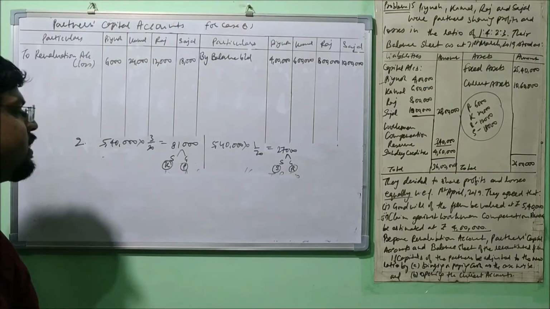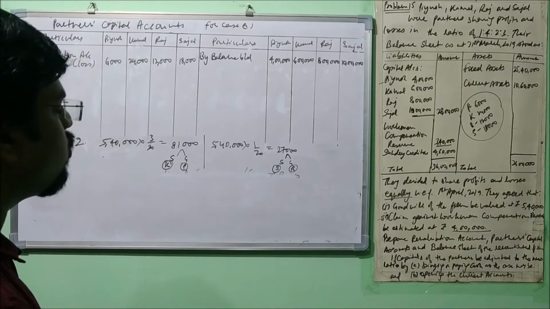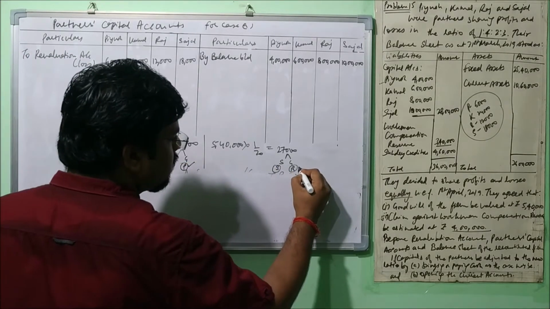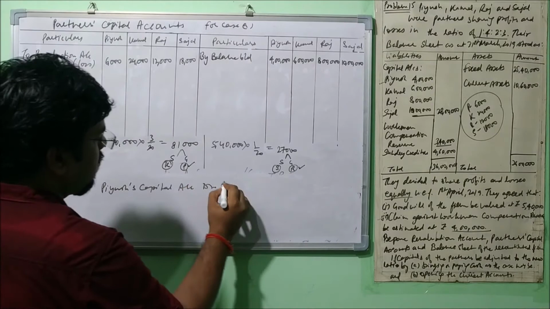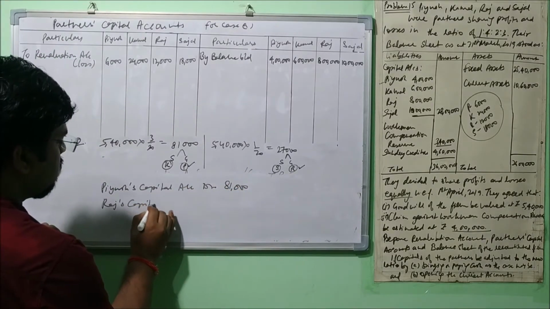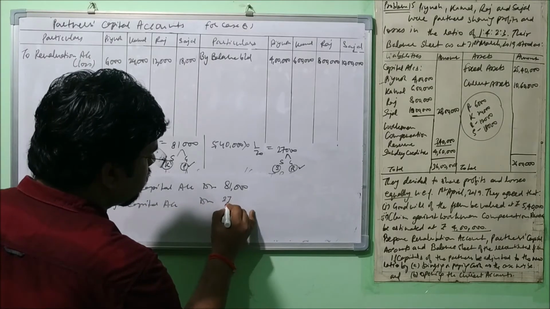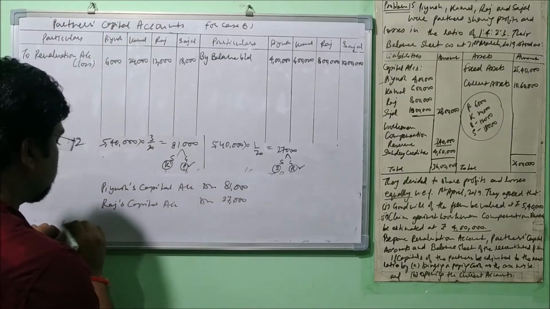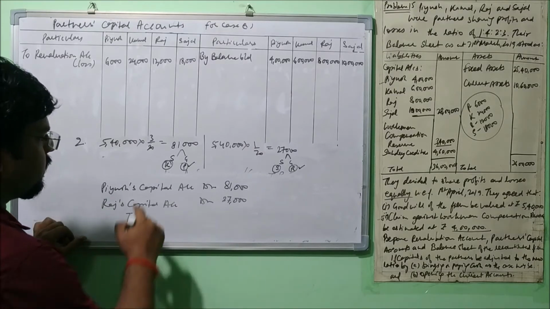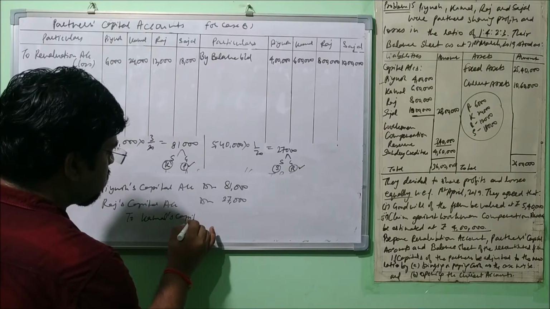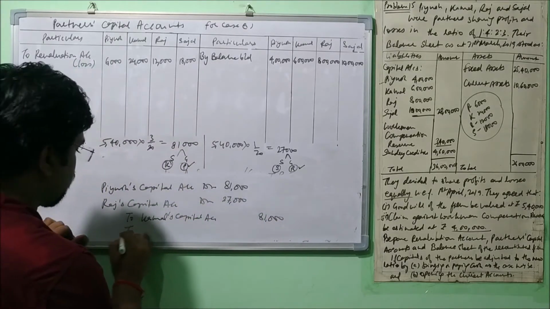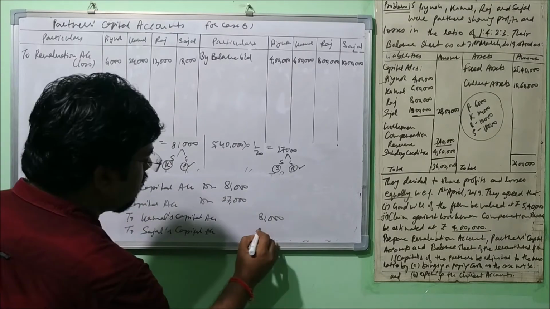As you know the rule, the gaining partners' capital accounts are debited. So two are gaining here, Piyush and Raj. Piyush's capital account is debited 81,000. Raj's capital account is debited 27,000. Understood? Similarly, the sacrificing partners' capital accounts will be credited. So Kamal's capital account, how much? 81,000, and Sajal's 27,000.